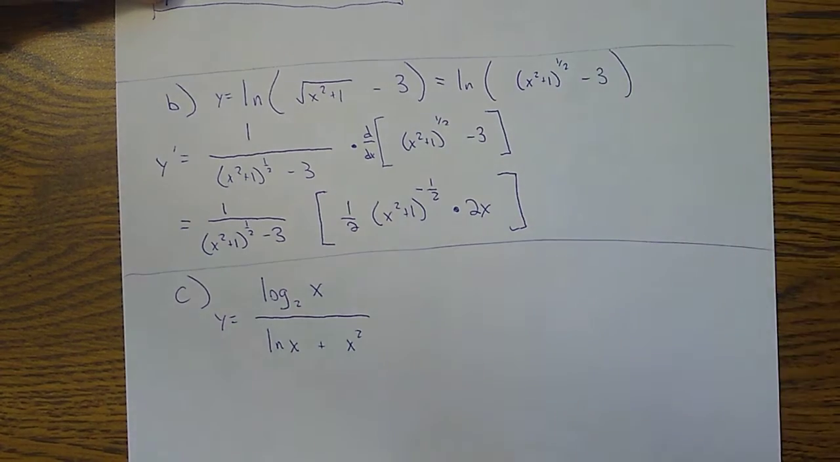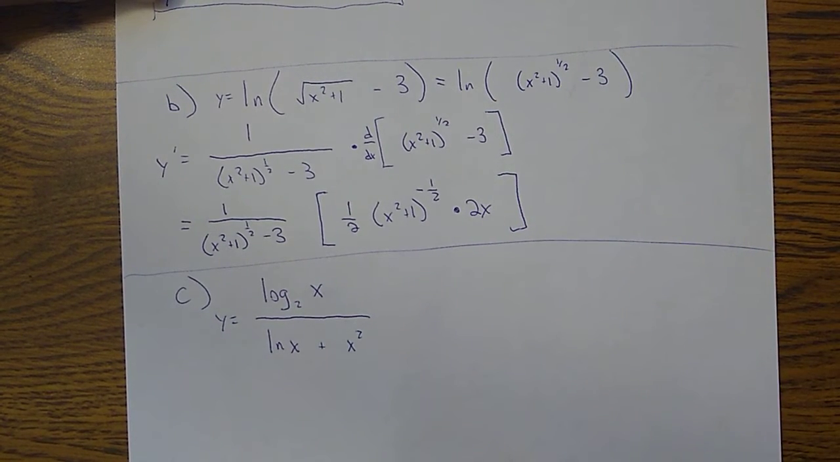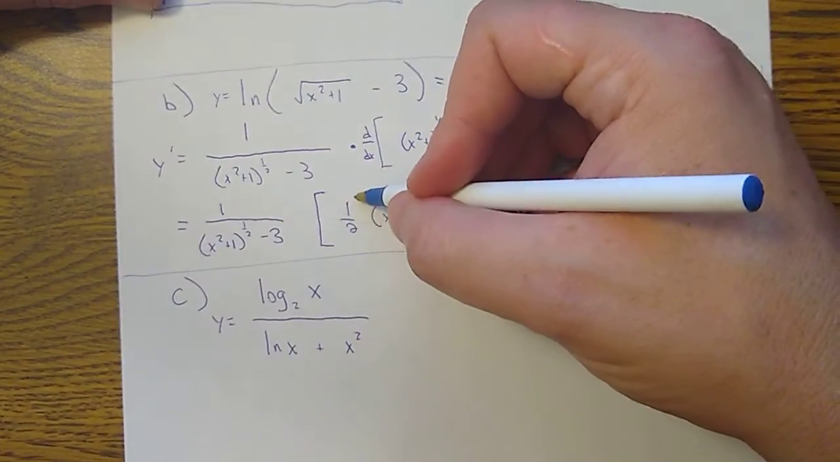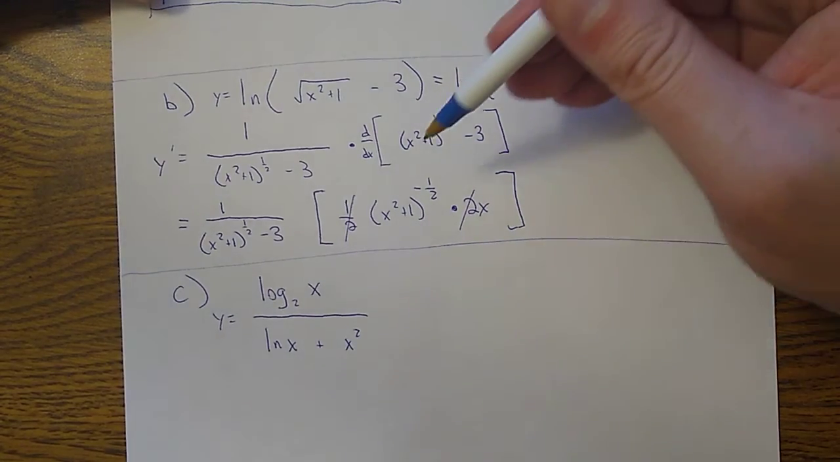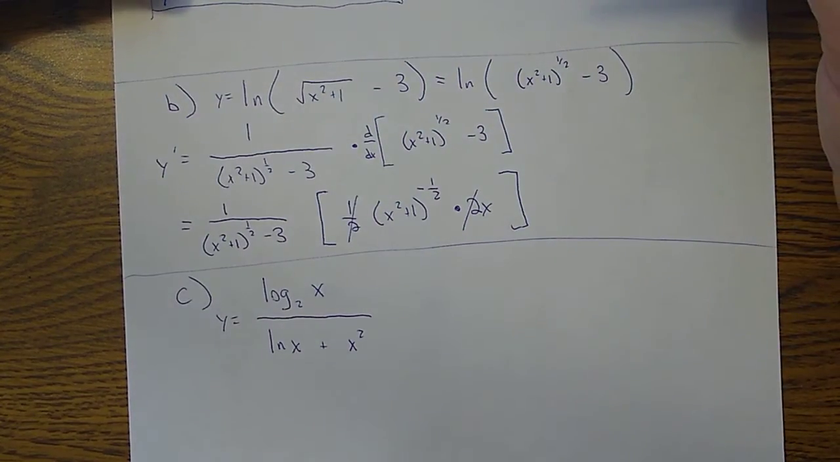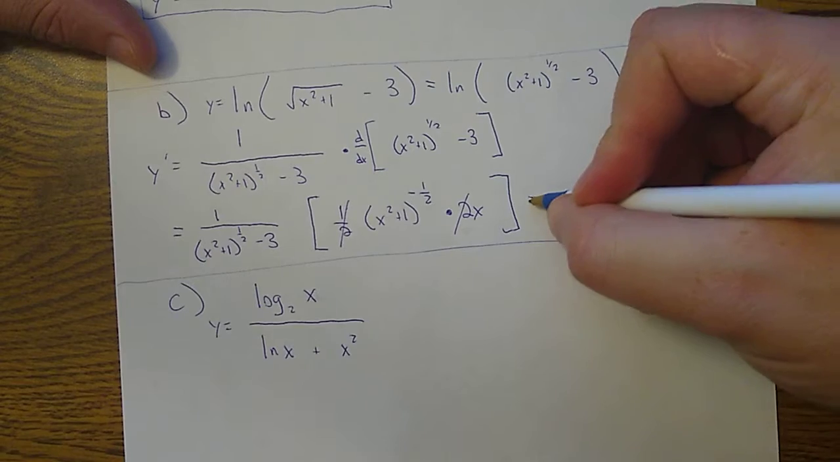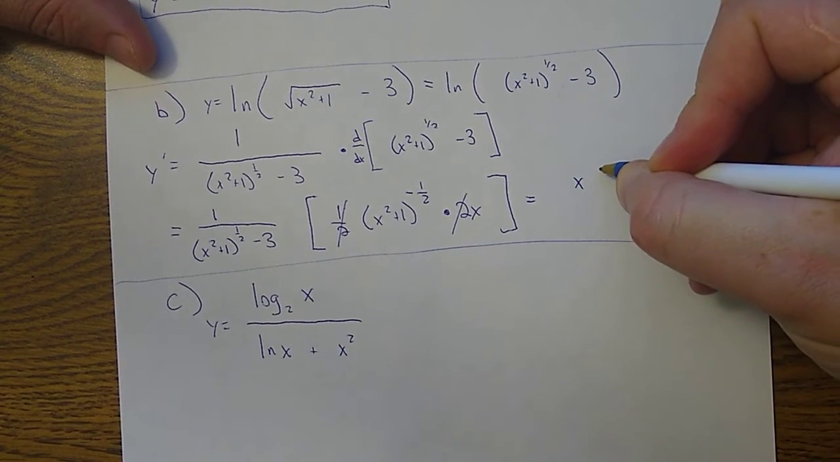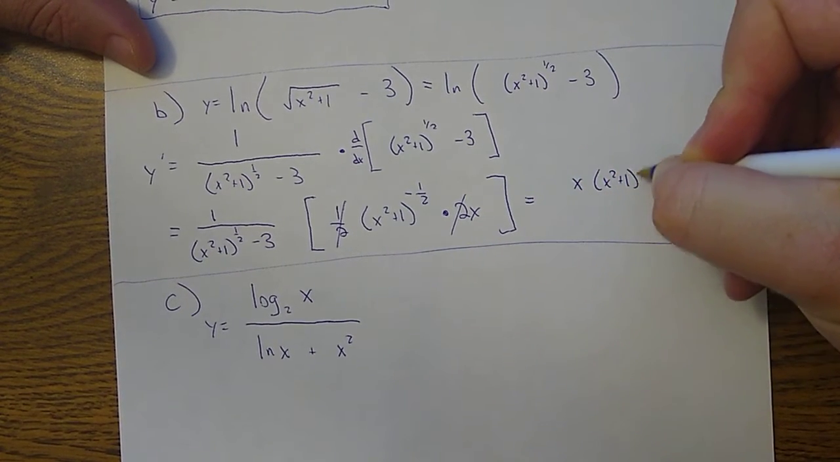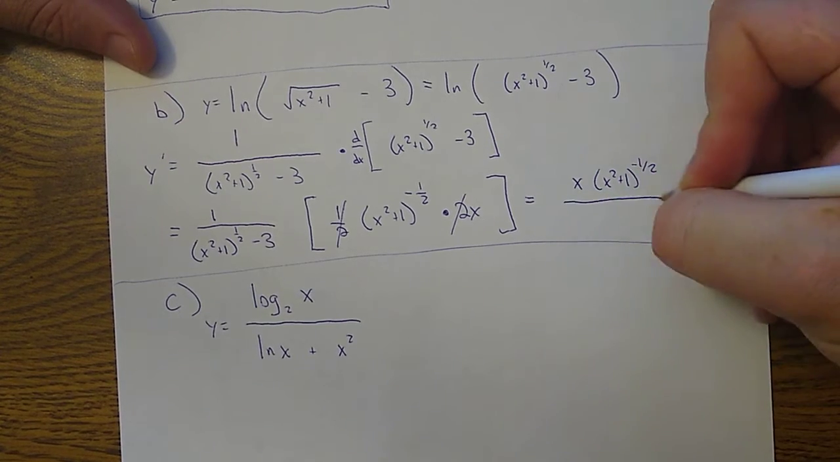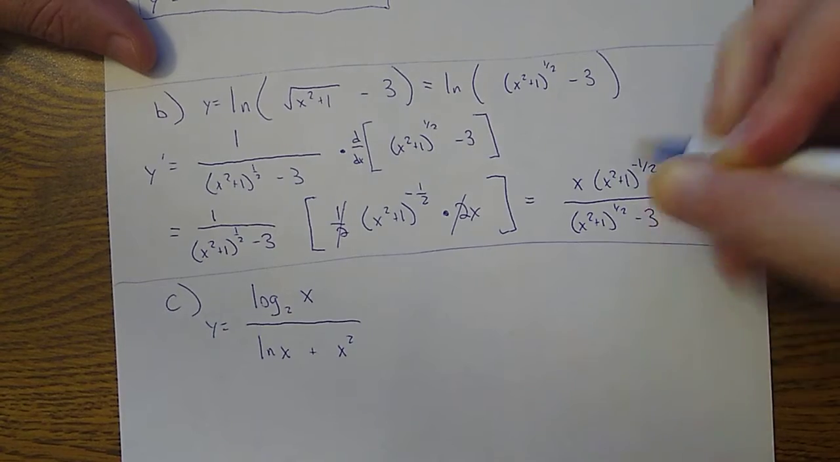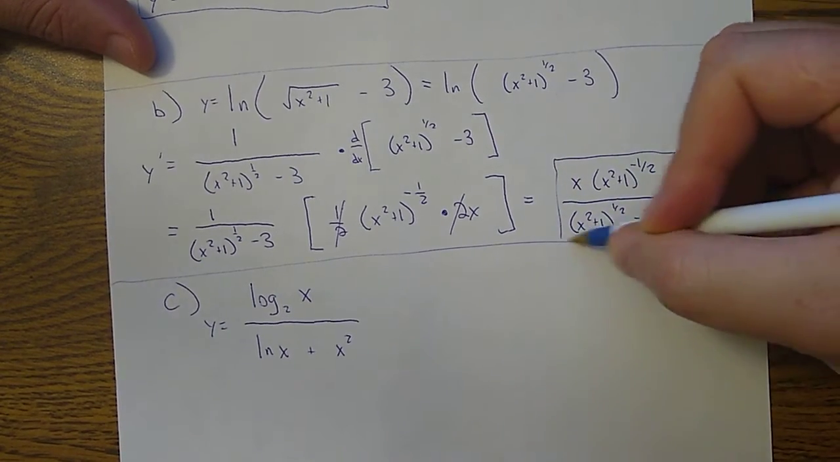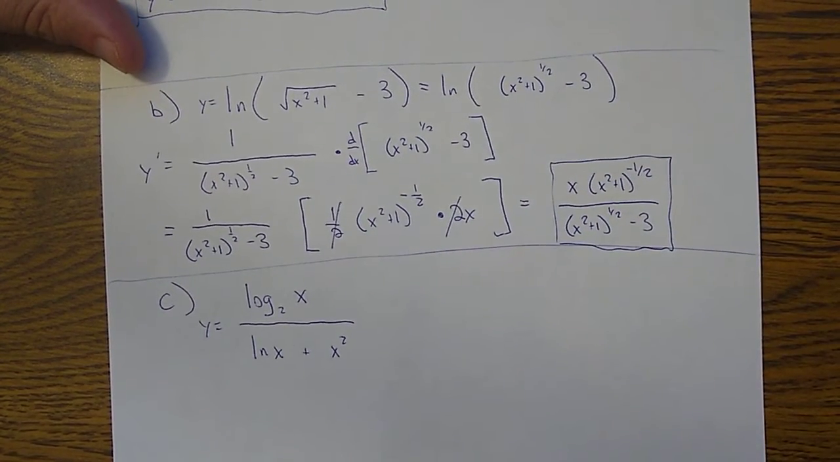So I'll just write it like that. And then, yeah, I can cancel some 2's, but other than that, there's nothing to really cancel, so maybe I'll just write my answer cleanly.